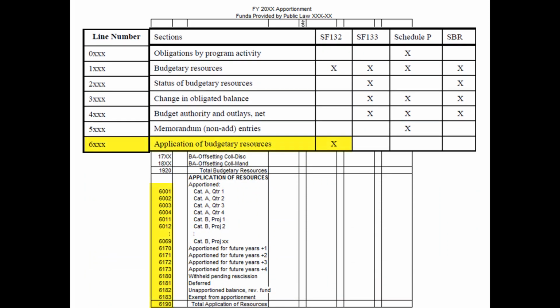The line numbers on the bottom portion of the form are four-digit numbers beginning with 6,000. These line numbers are unique to the SF-132. There are no other reports that use 6,000 lines. In summary, apportionment lines for budgetary resources are in the 1,000s, and apportionment lines for the application of budgetary resources are in the 6,000s.